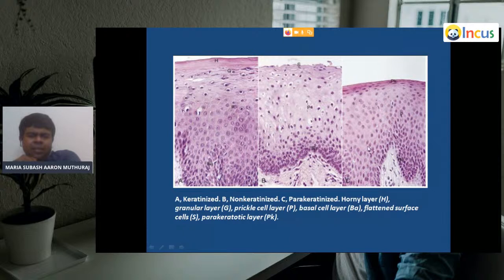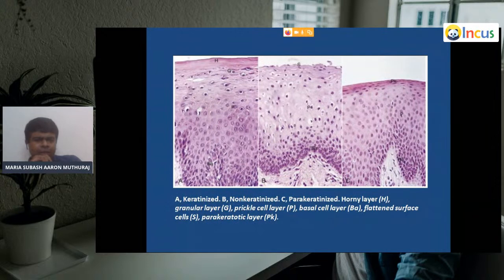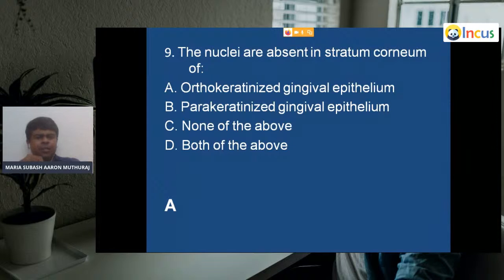In parakeratinized epithelium, three layers will be present: basal layer, prickle cell layer, and a parakeratotic layer. The parakeratotic layer has pyknotic nuclei. In our question, they ask where the nuclei are absent: orthokeratinized epithelium has a stratum corneum in which there won't be any nuclei, whereas parakeratinized gingival epithelium has pyknotic nuclei in the uppermost layer. Therefore, the option should be A.